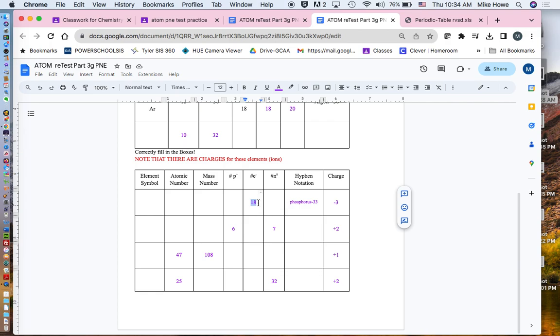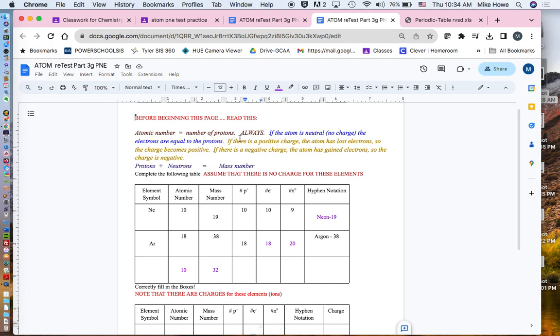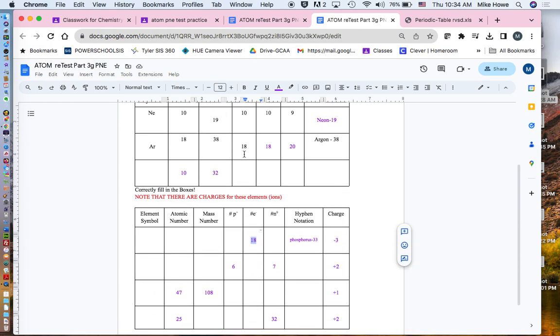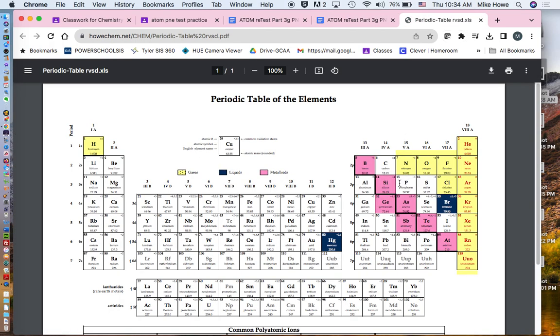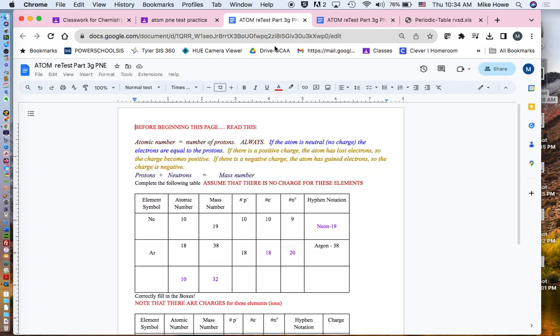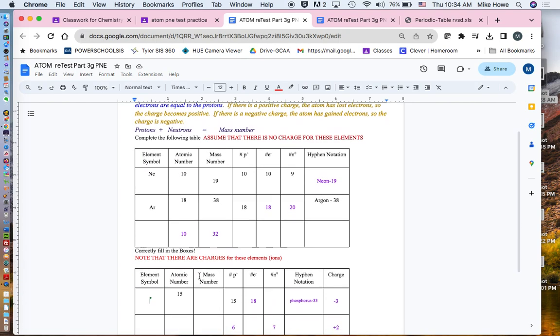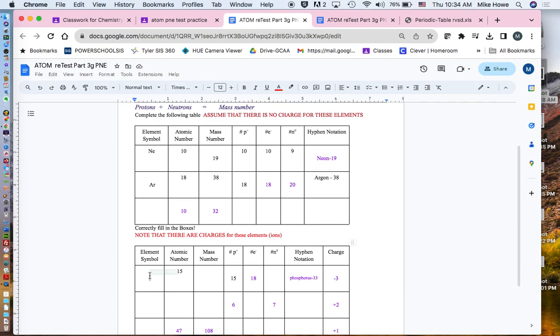All right, 15 is the normal amount, and normally the electrons equal the protons if there's not a charge. So when there's no charge, the electrons equal the protons. If I drop the extra 3 out, then there wouldn't be a charge, and we would have 15, and that means there's 15 protons. So that tells you the atomic number is 15, and the element symbol is P, phosphorus. If you go back and look at the periodic table, P is number 15. So this will be P.